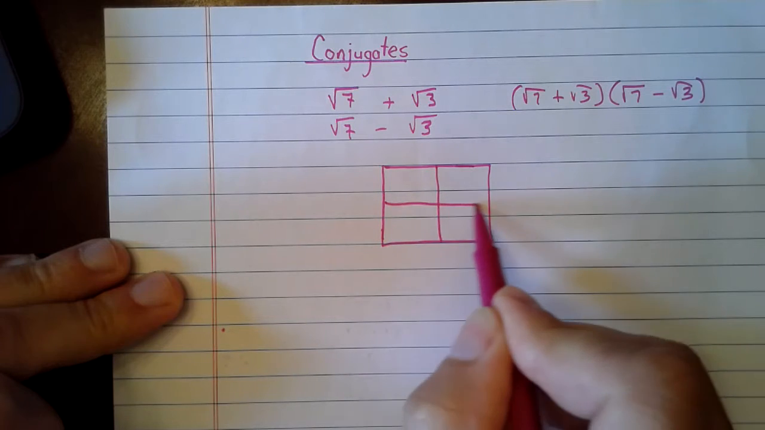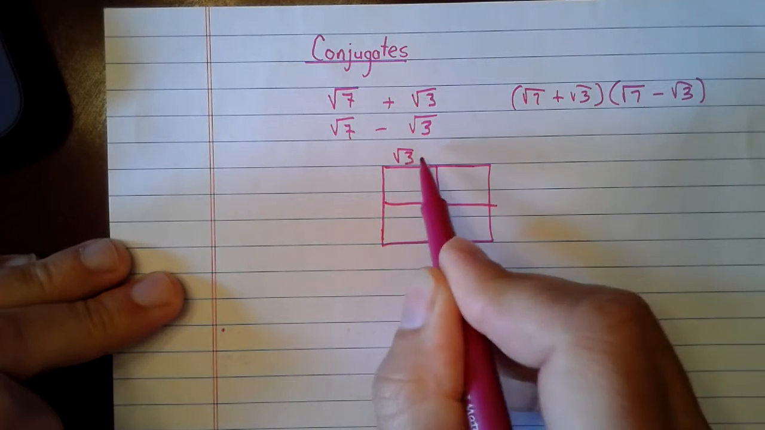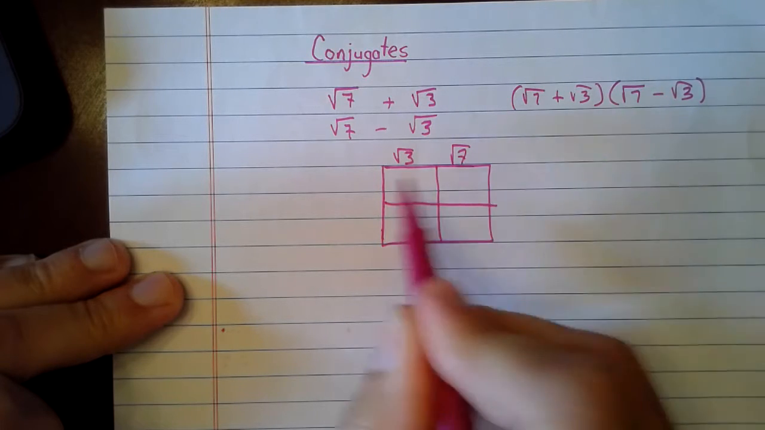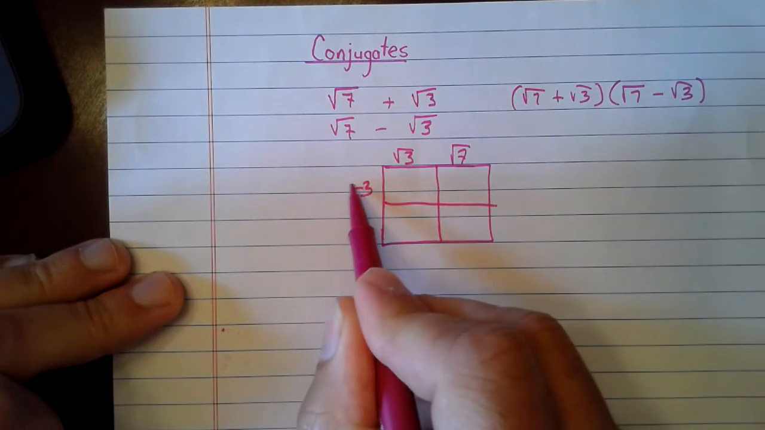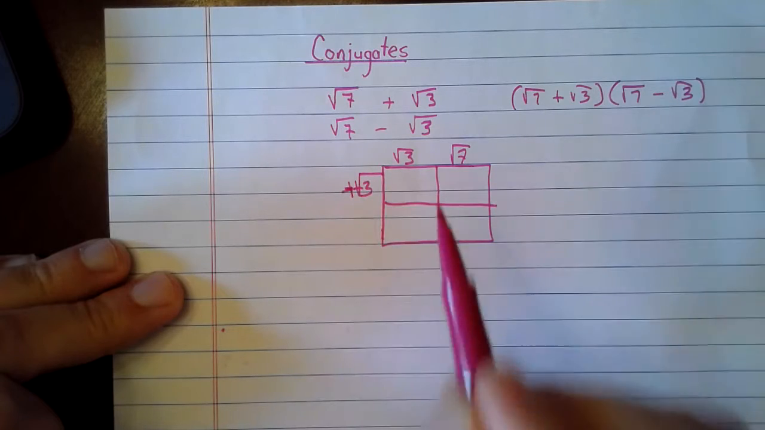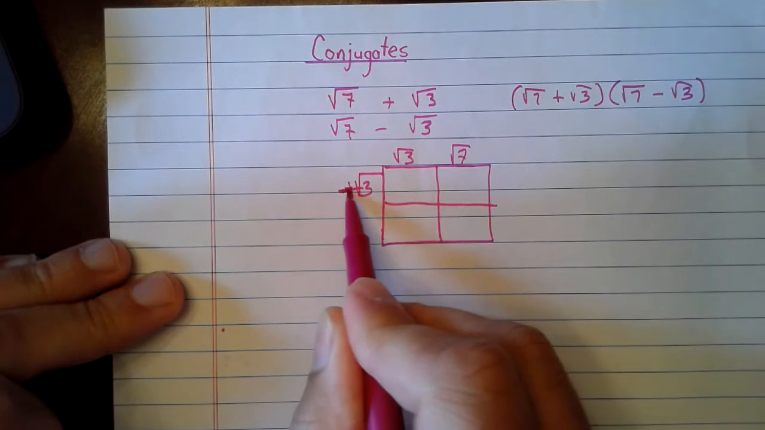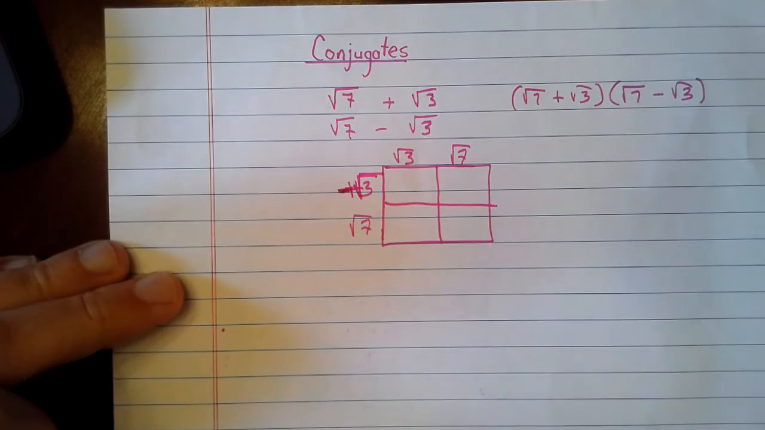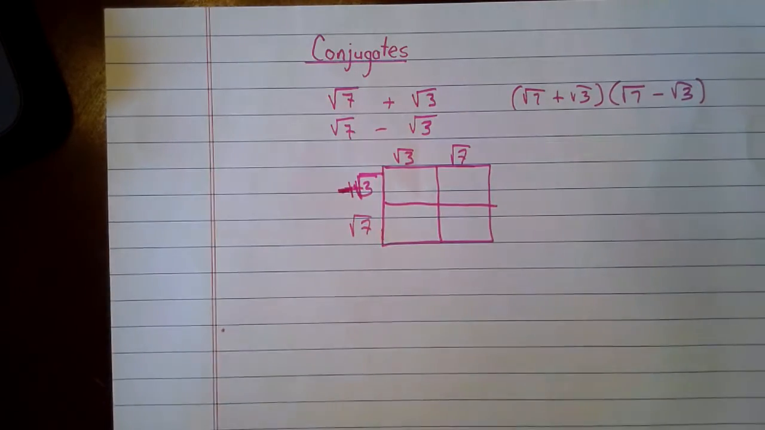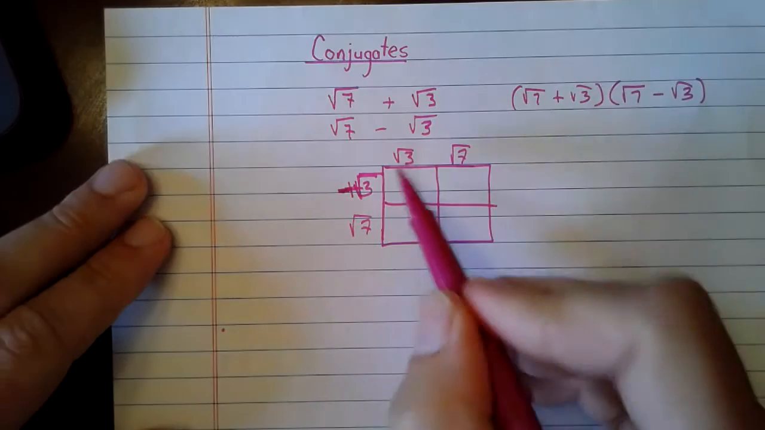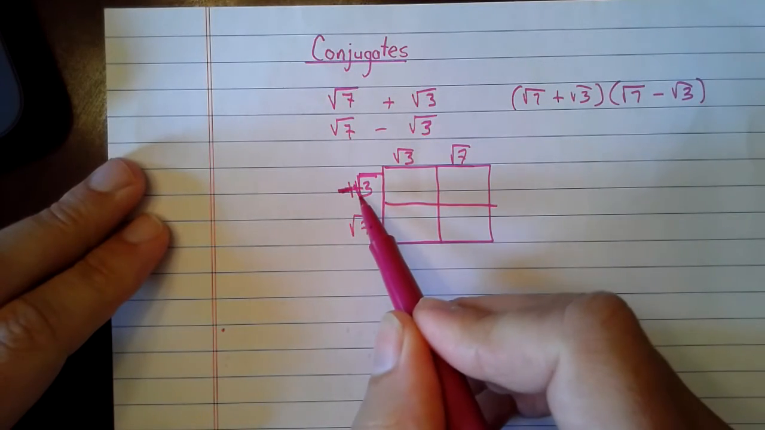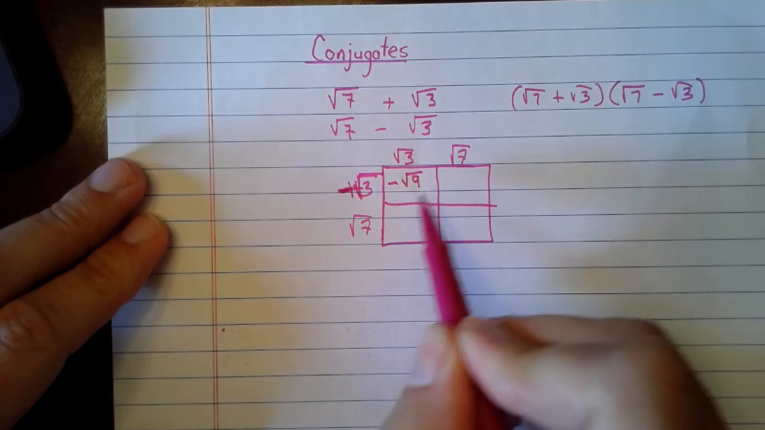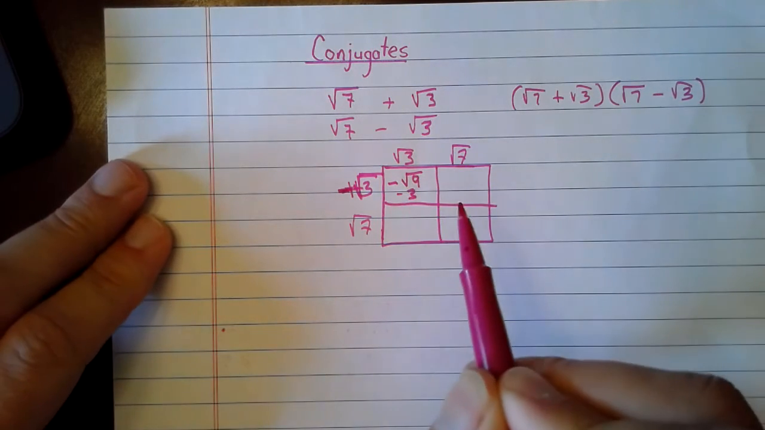So if I make my area model, I have root 3 first, root 7, and then minus root 3, and then root 7. I'm not sure why I flipped them. I apologize. So first, root 3 times minus root 3. Now the negative's on the outside. That will be negative root 9, which is just negative 3.